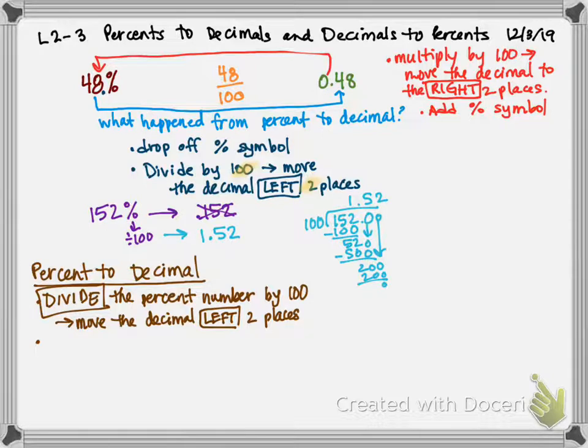Okay, so from going 48% to 48 hundredths, we divide the percent number by 100, which meant we moved the decimal point left 2 places, and then we needed to drop the percent sign. Very simple. And you can do that first step, doesn't matter. These 2 steps are interchangeable.